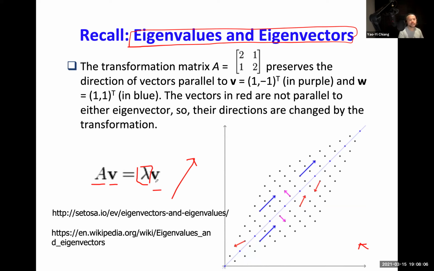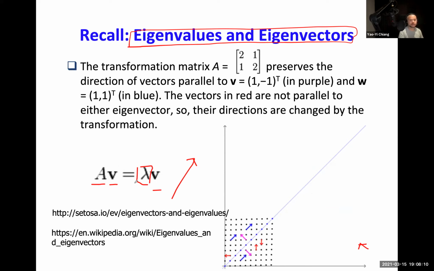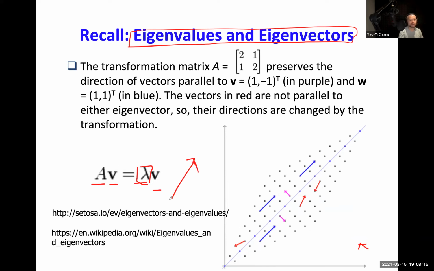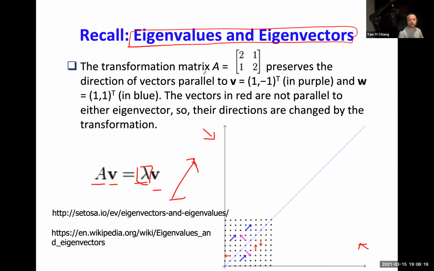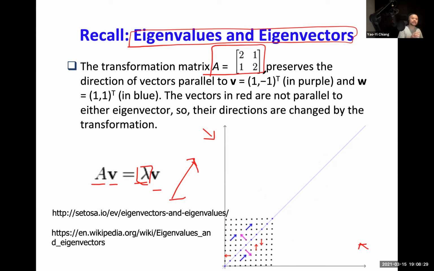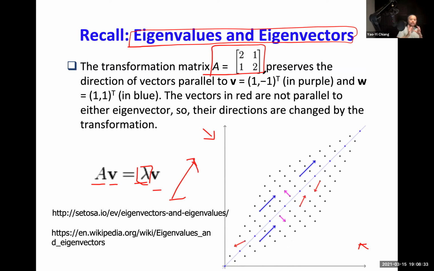Well, this means V does not change direction, right? Because the lambda value will only change the length of the vector. For example, if we are looking at the 2-dimensional plane and the transformation matrix A, a transformation matrix will transform a vector. It can rotate a vector, scale a vector, make it longer or smaller, or translate it, moving the vector around.